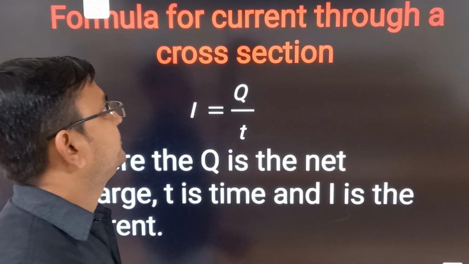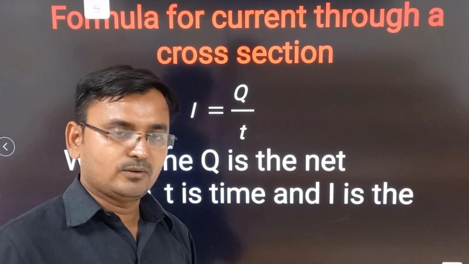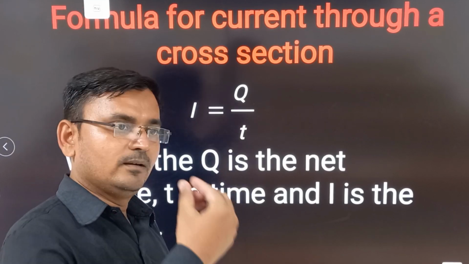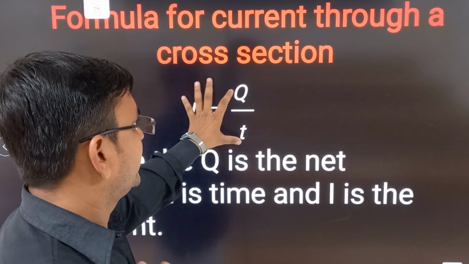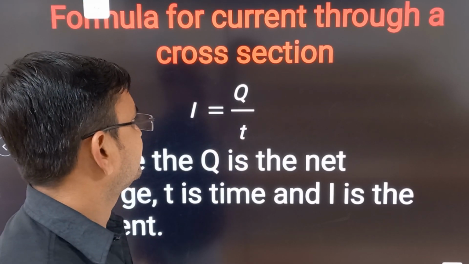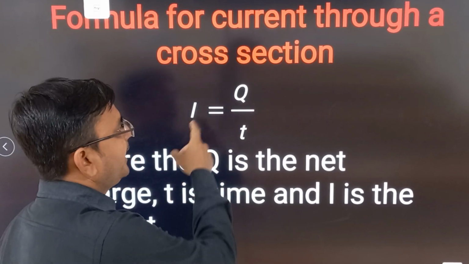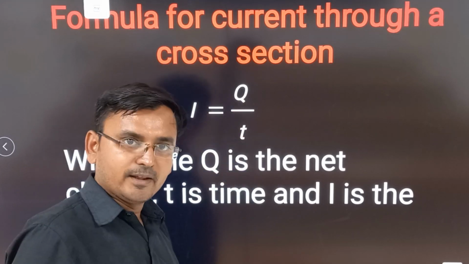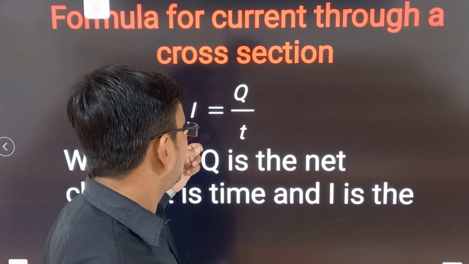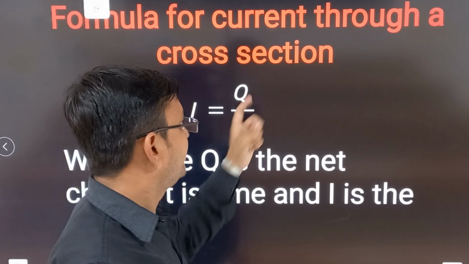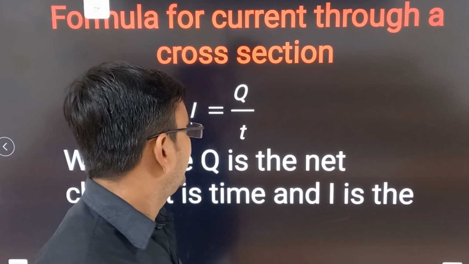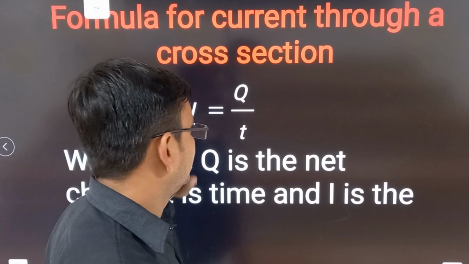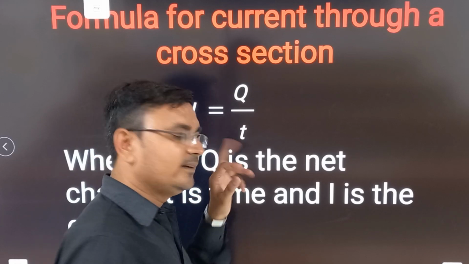Now the formula for current through a cross section. Cross section means the cross-sectional area of the conductor. So this is a very simple formula. Okay, I = Q/T. I means current, Q means charge, T means time. Okay, so from this simple formula we can find current.